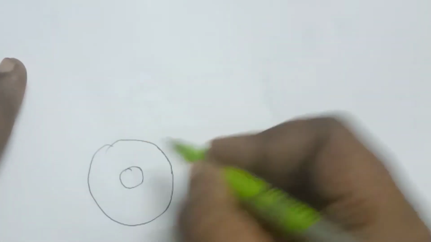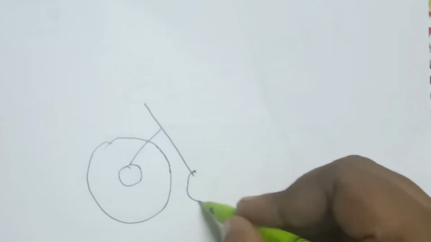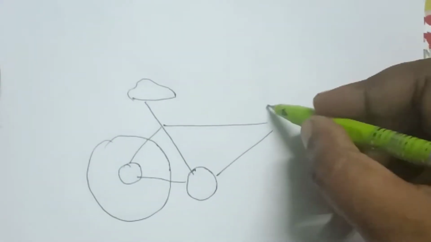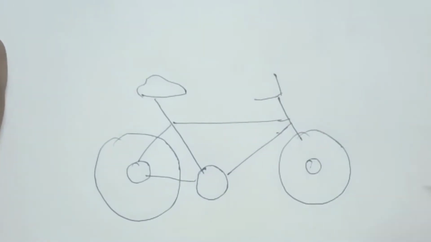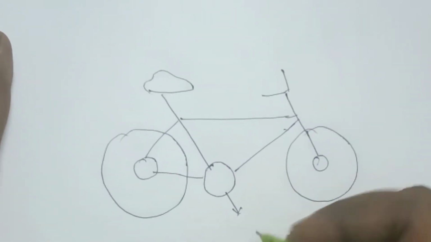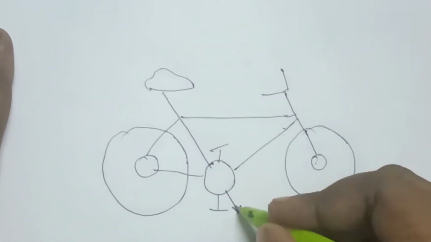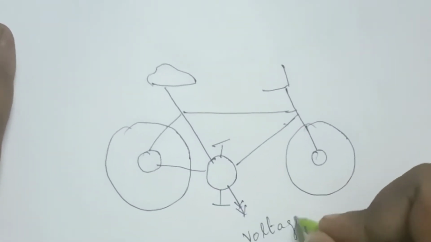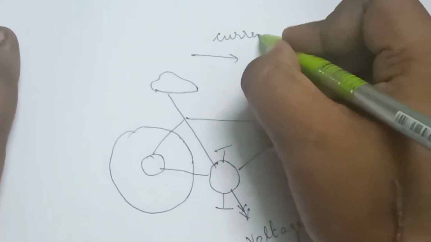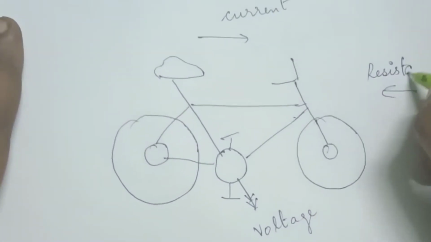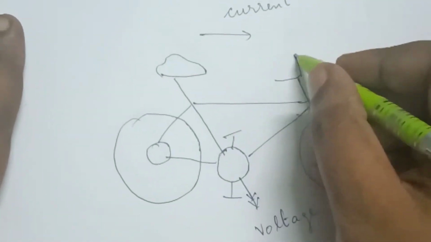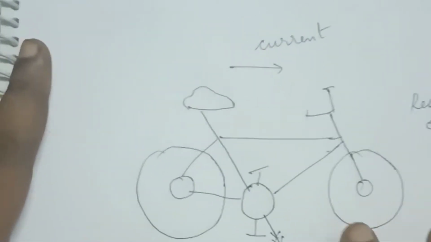Now let us see an analogy to understand the relation between voltage, current and the resistance. When you ride a bicycle, when you pedal it very fast, the movement of the cycle will be fast, and when you pedal it little slow, the movement of the cycle will also be slow. Now the pedaling is the voltage and the movement of the cycle is the current, which are directly proportional to each other. The resistance is the air that is flowing in the opposite direction to the movement of the cycle.